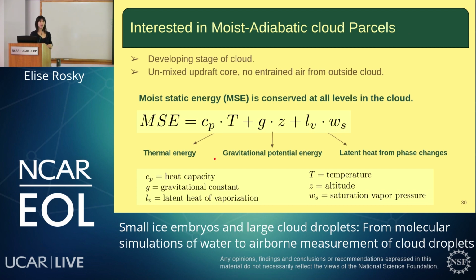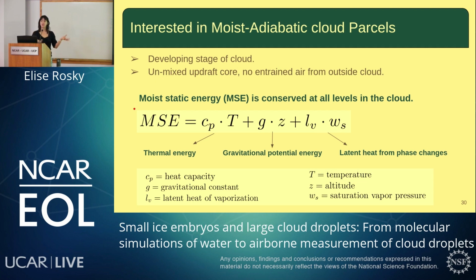So why did I only select updrafts? Just to start my analysis, I wanted to target moist adiabatic cloud parcels. So I wanted to make sure that the cloud was in the development stage, and to make things a bit less complicated, to make sure that it was unmixed updraft core with no entrained air from outside the cloud. So all my data analysis is in those regions of the cloud.